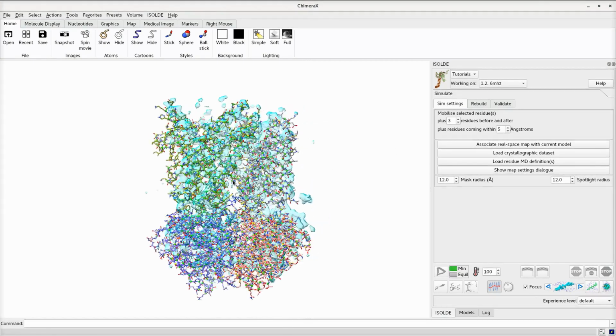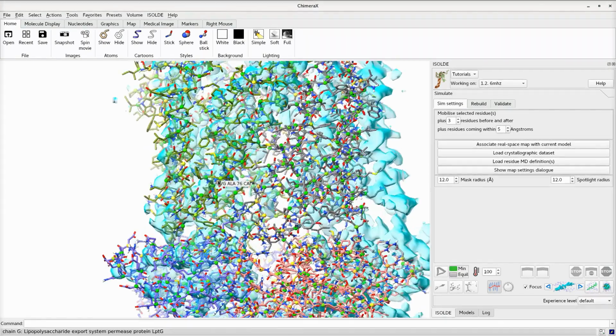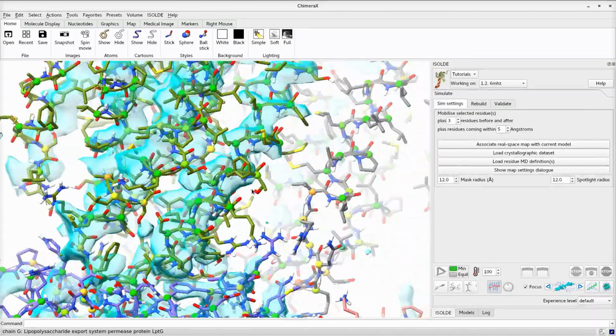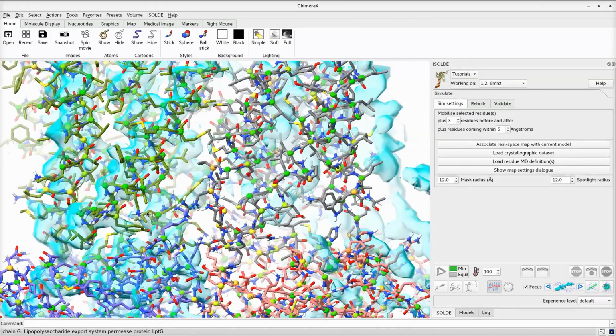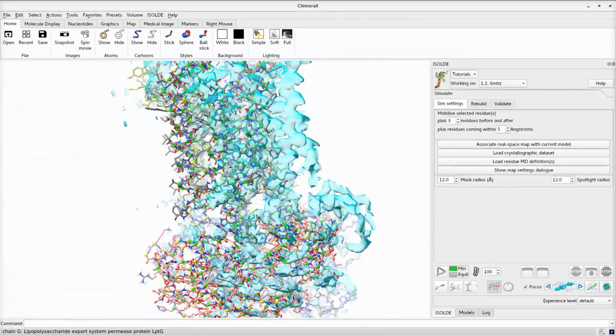In this video, I'll be demonstrating the use of ISOLDE's adaptive distance restraints to reinforce the local geometry of a protein complex during a major rearrangement. This case study is built into ISOLDE as a tutorial.